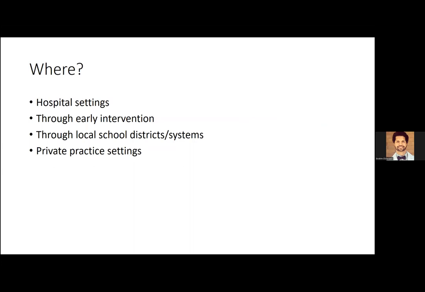Where does all this take place? Most often in hospital settings. It can take place through early intervention if you have a child below the age of 3. It can take place through local school districts and systems. And then it can also take place in private practice settings as well, generally.